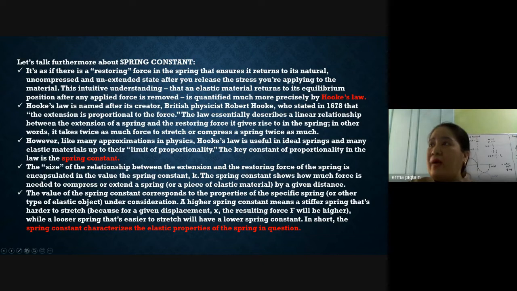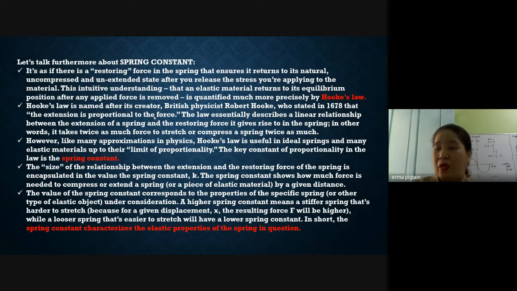Okay? Second one, Hooke's law is named after its creator, British physicist Robert Hooke. Diba? Pamilyar naman tayo kay Robert Hooke, who stated in 1678 that the extension is proportional to the force. Dito pa lang mga anak, magkakaroon na tayo ng idea. Ano ibig sabihin nun? Pag mataas yung external force na in-apply doon sa object, okay? Definitely, mataas din yung extension na mangyayari doon sa object.